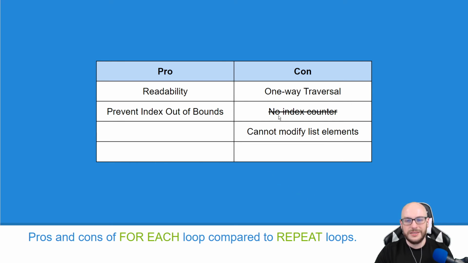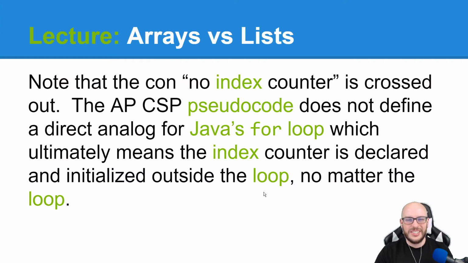So changing E will change it for that iteration, but it won't change the actual array itself. If you want to change the array itself, the list itself, you got to reference the list. Note that the con, no index counter, is crossed out. The APCSP pseudocode does not define a direct analog for Java's for each loop, which ultimately means the index counter is declared and initialized outside the loop, no matter the loop.